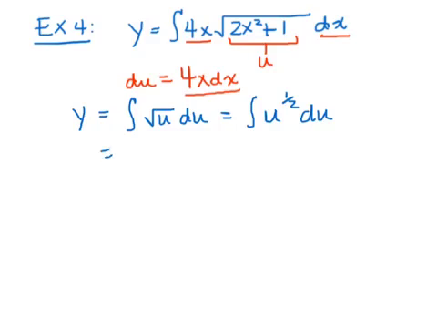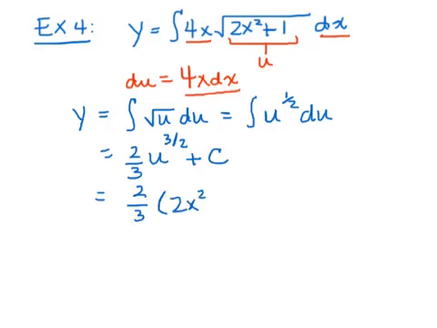Okay, now, when we raise our exponent by 1, 1/2 plus 1 is 3/2. Divide by 3/2 is the same as multiplying by 2/3 plus c. And then we will finish this problem by replacing the u with 2x squared plus 1. And in these situations, I will allow you to keep your u inside a rational exponent instead of returning it to the radical.